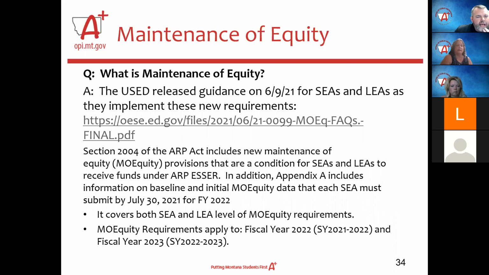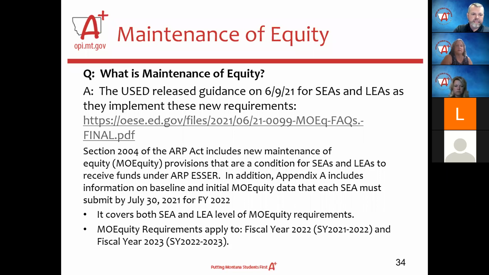What is maintenance of equity? Oh, I'm so glad you asked. Anytime. The U.S. Ed released guidance just recently on June 9th for state and local entities as they implement these new requirements. Here is the link to the Maintenance of Equity FAQ. Section 2004 of the ARP Act includes new maintenance of equity provisions that are a condition for state and local ed agencies to receive funds under ARP ESSER. In addition, Appendix A includes information on baseline and initial maintenance of equity data that each state must submit by July 30th of 2021 for fiscal year 2022.